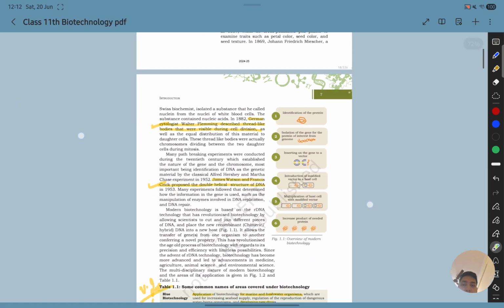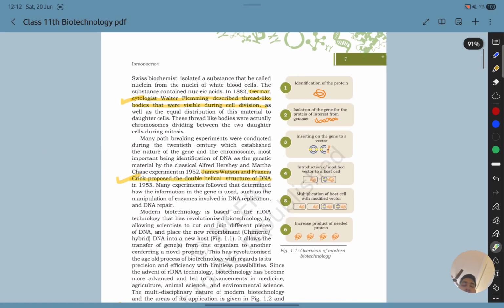So this is the introduction chapter. Here I am telling you what things you have to make notes or facts of. If the question comes: who was the scientist who discovered the thread-like structures during cell division, then his name is Walter Fleming.